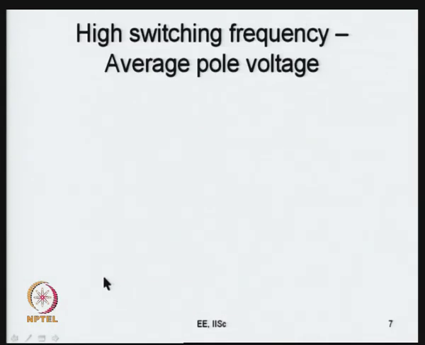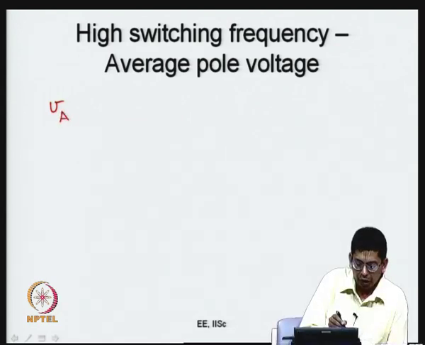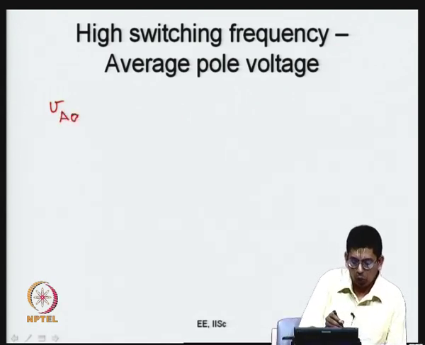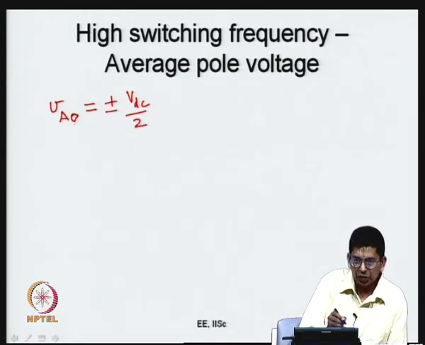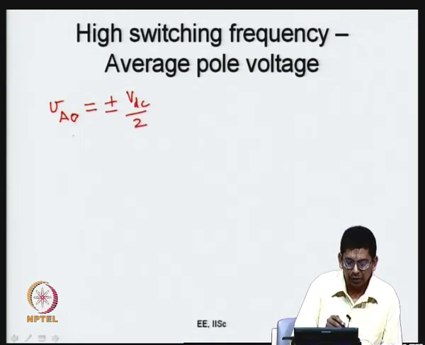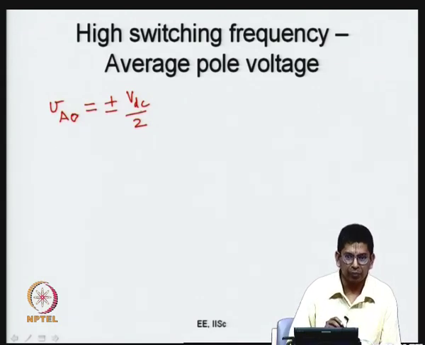So, when you are considering high switching frequency, you can always look at the average pole voltage concept. So, what is this average pole voltage concept? Now, you have VAO, and this VAO is equal to either VDC by 2 or minus VDC by 2, where O is the midpoint of the DC bus. When A top device is on, this voltage is equal to plus VDC by 2. Only one of the two devices can be on, so when the bottom is on, it is going to be minus VDC by 2.